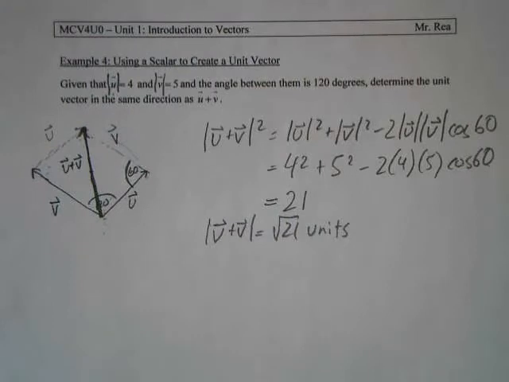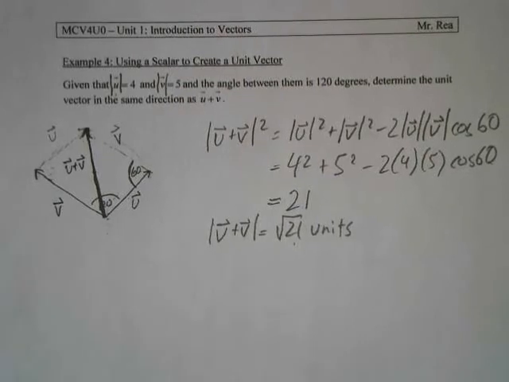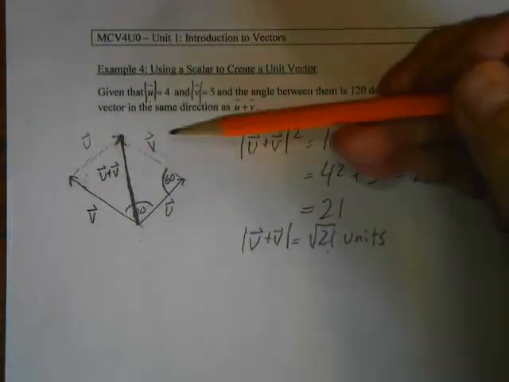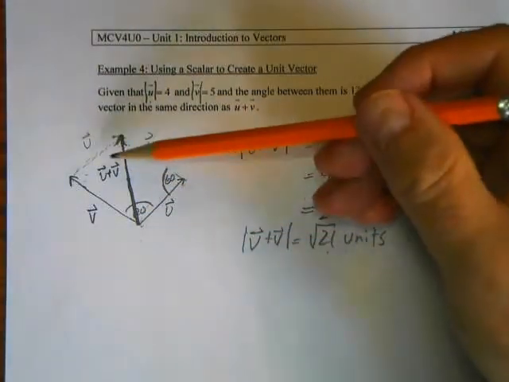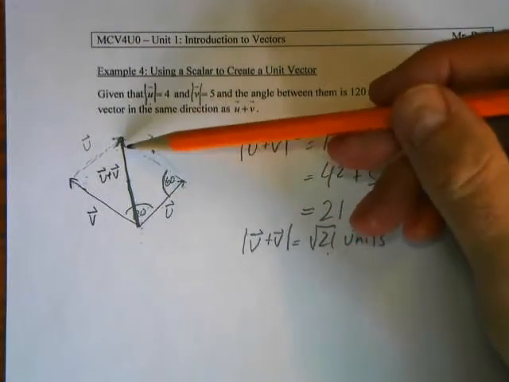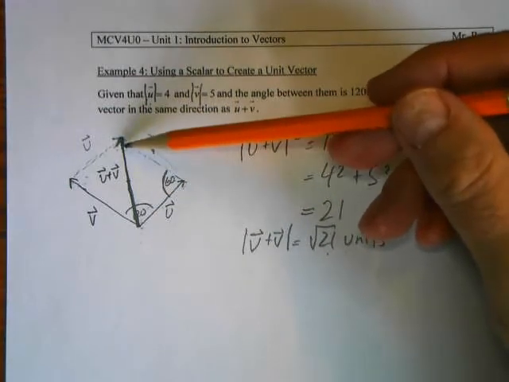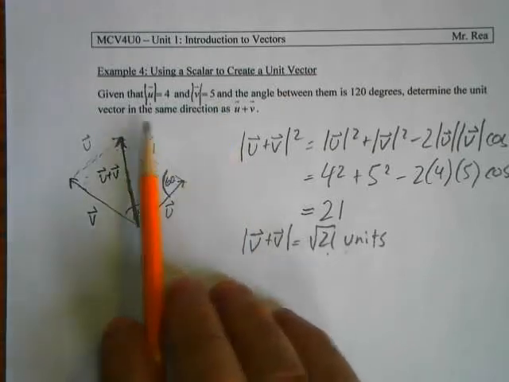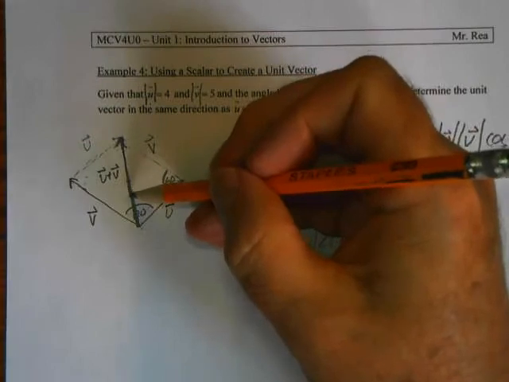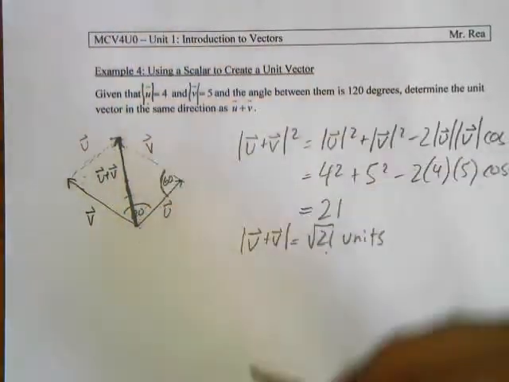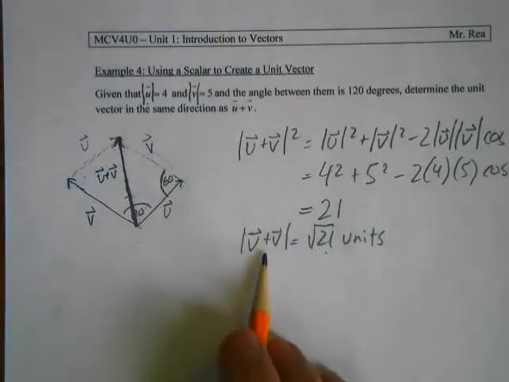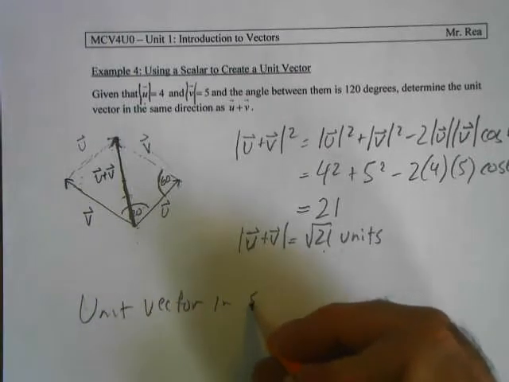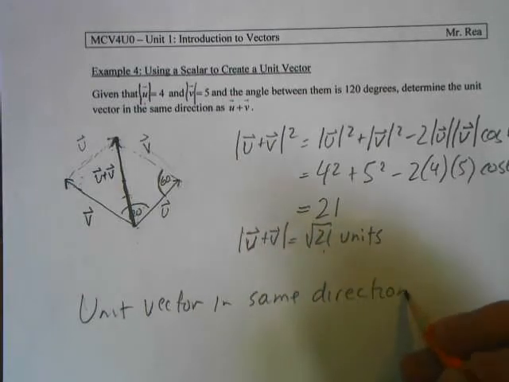We'll leave it like that because we're going to be using this in our unit vector. So you never round when you're calculating the magnitude for your unit vector. I know the overall direction of u plus v, and I know the magnitude is root 21. So when I'm talking about creating a unit vector in the same direction as u plus v, I want this to be exactly 1 unit long in the same direction. So how do I get the new vector? Well, I have to take u plus v. So let me write this out: unit vector in the same direction as u plus v.